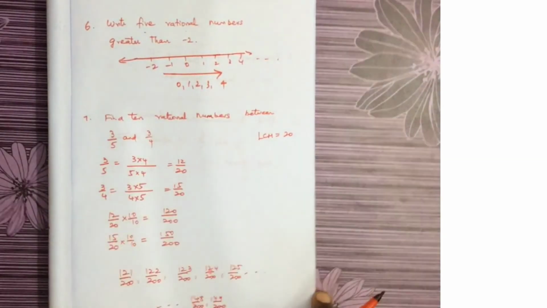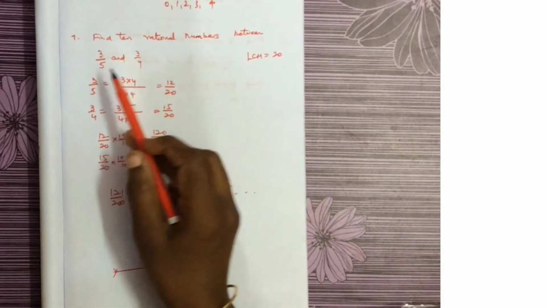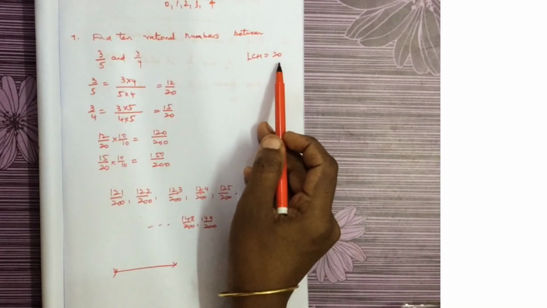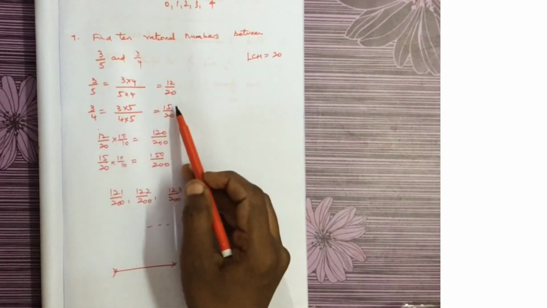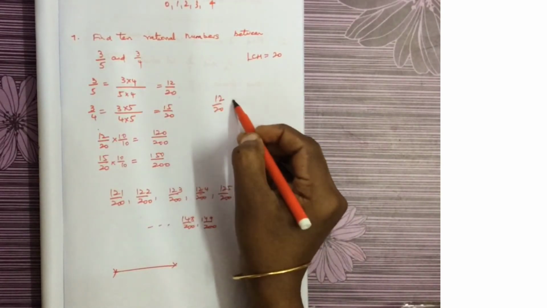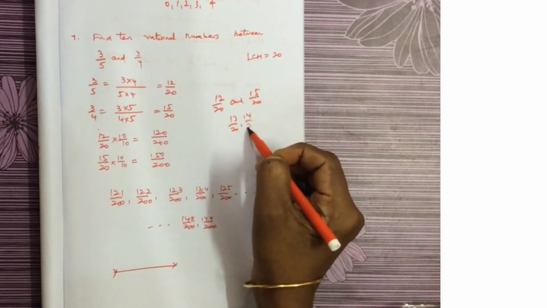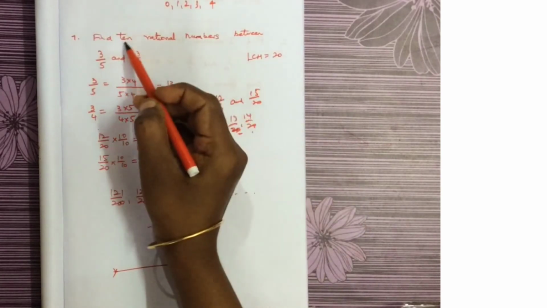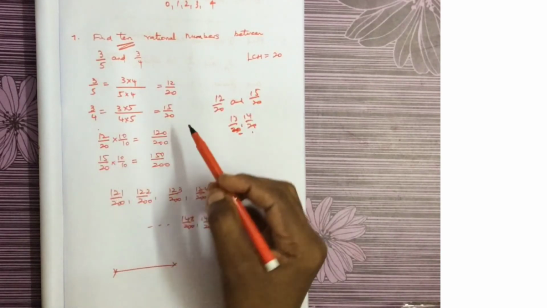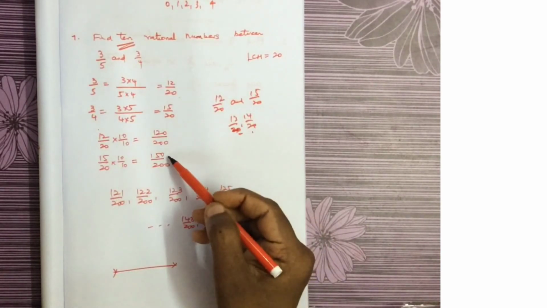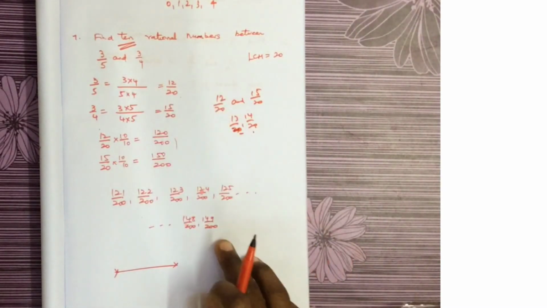Okay. The next is: find 10 rational numbers between 3/5 and 3/4. The denominators are different, so I am taking the LCM as 20. 3/5 is represented as 12/20, and 3/4 is represented as 15/20. So 12/20 and 15/20. In between, there are 13/20 and 14/20. Only 2 I can write now. But they have asked for 10 rational numbers. So I multiply the numerator and denominator by 10 here and here. I am getting 120/200 and 150/200. Between these you can write many numbers. You can write any 10 rational numbers out of this.